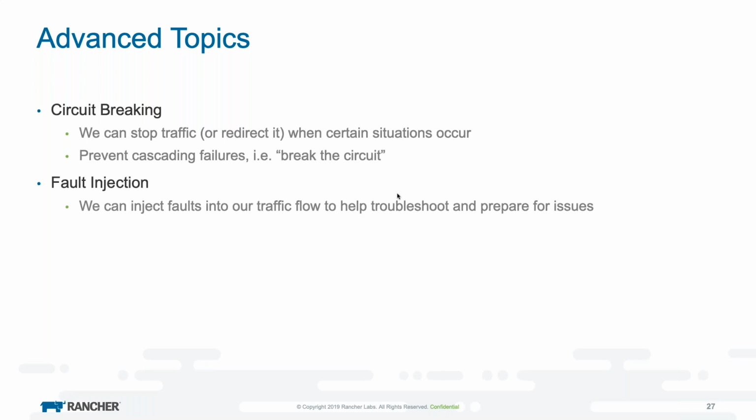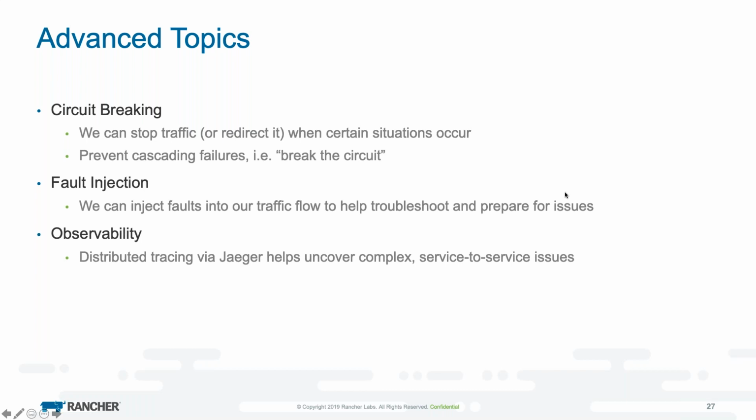Istio also gives us the ability to do fault injection. So if I wanted to inject faults into the traffic flow to troubleshoot and prepare for any issues should they happen, Istio allows us to do that. If I want to say, hey, let's test what happens when 50% of my requests yield 500 errors, Istio will inject those 500 errors and we can test what happens when our application fails.